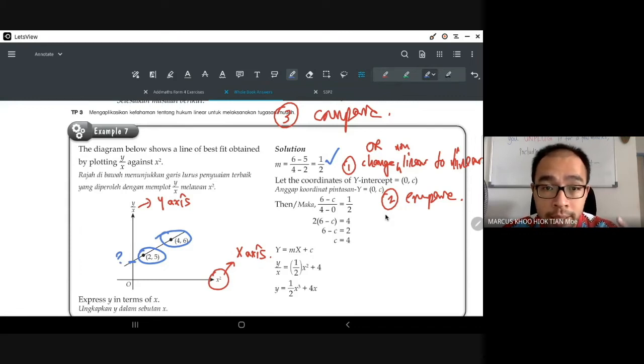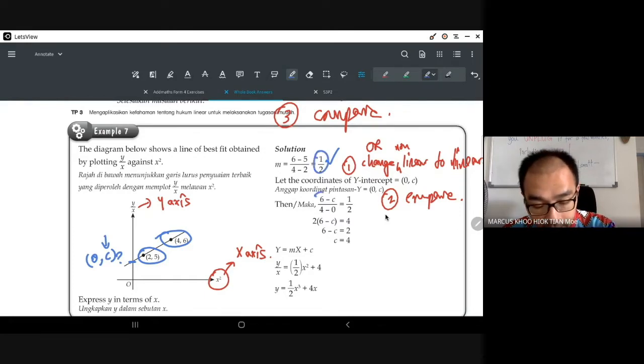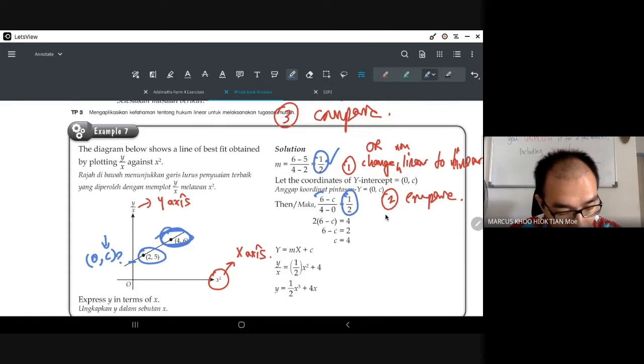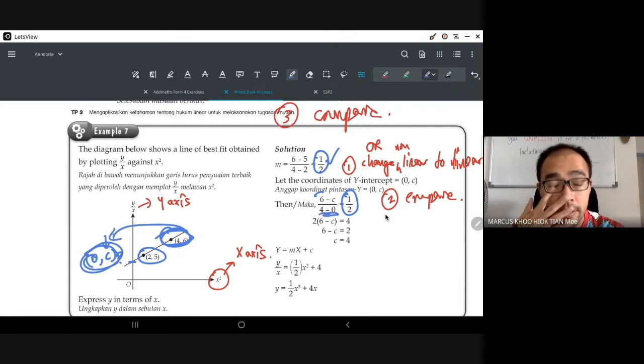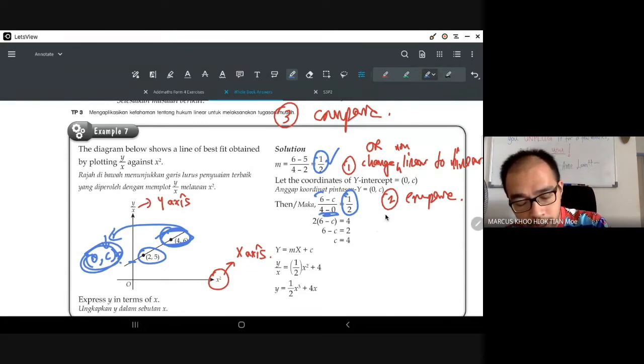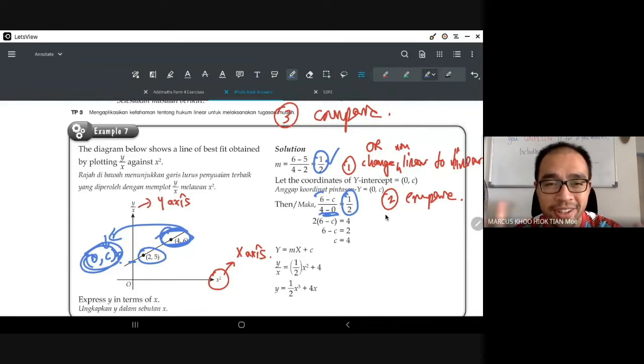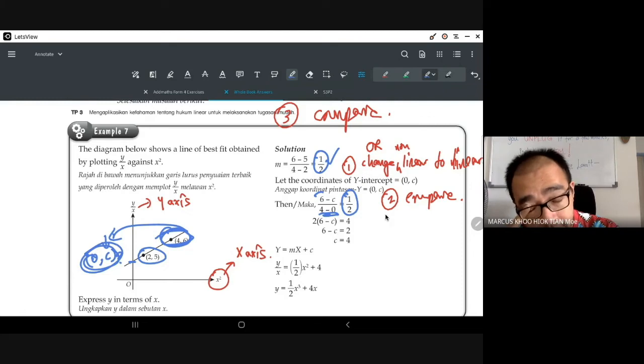But we know that the y-intercept coordinate here is 0 and whatever the c is. That's why you see they use the same gradient that they calculated just now, and they use (6, 4) and (0, c). So (6 minus c) over (4 minus 0) equals half. Then you can find the value of c. If you want, you can also use... oh no, you can't. Sorry, you cannot. You have to use this one. Use the gradient that you calculated to find the value of c. Then you put everything inside.